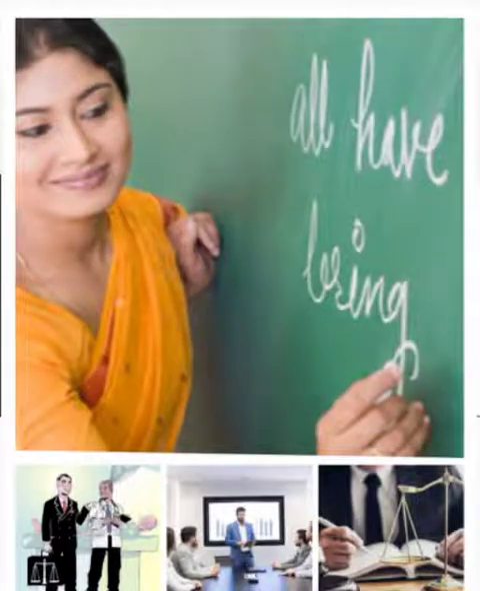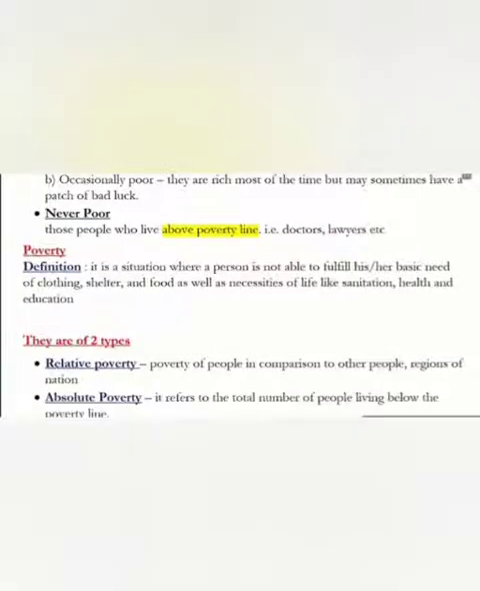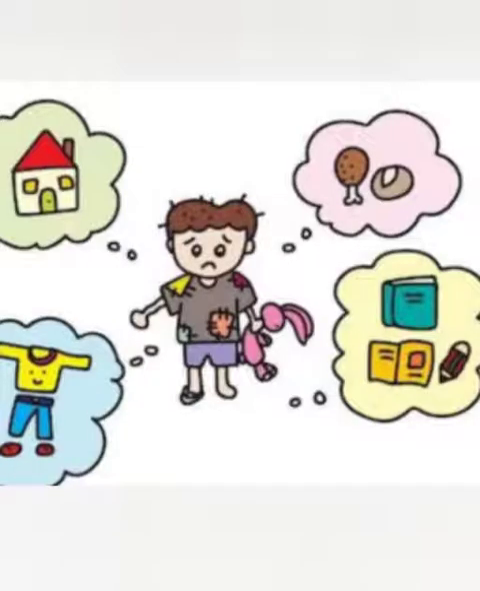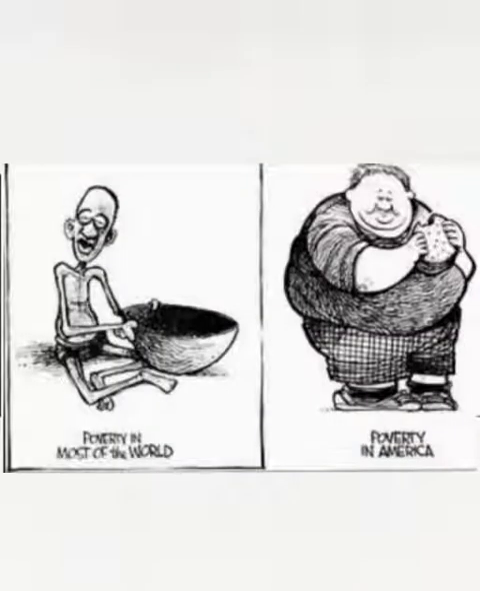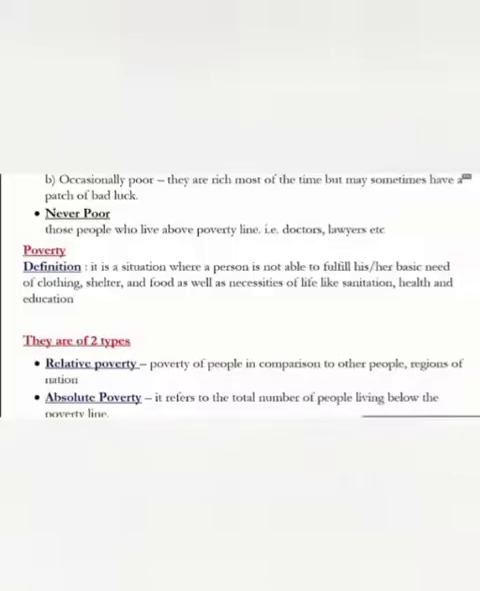Okay, children, let's observe the definition of poverty. Poverty is a situation where a person is not able to fulfill his or her basic needs of clothing, shelter, and food, as well as necessities of life like sanitation, health, and education. This is known as poverty. There are two types. One is relative poverty, second, absolute poverty.